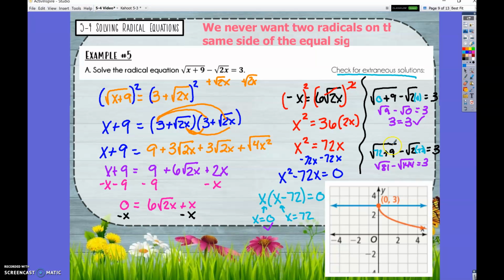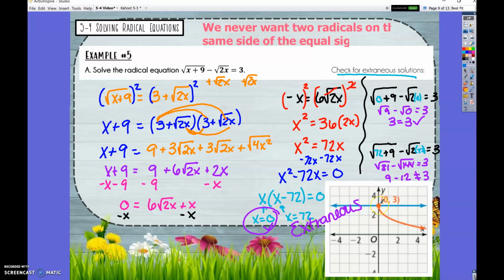When I get the 72 here, the square root of 81 makes 9, minus the square root of 144, which is 12. That's going to be negative 3. It does not equal 3. So our 72 is extraneous. Now, we know x = 0 is our solution.